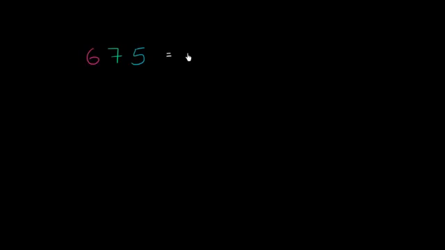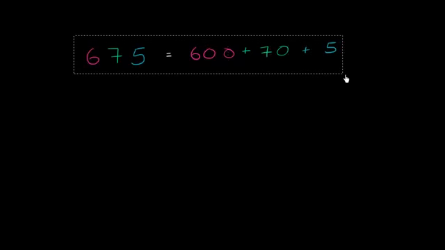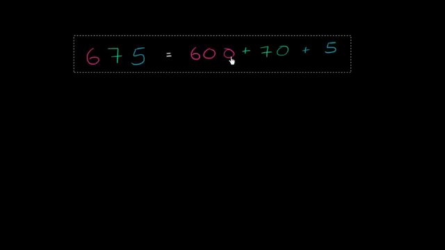I'll do that in that red color. 600. The 7 is in the tens place. It represents 7 tens, or 70. And then the 5 is in the ones place. It represents 5. So let me copy and paste this, and then think about how we can regroup the value in the different places to represent this in different ways.